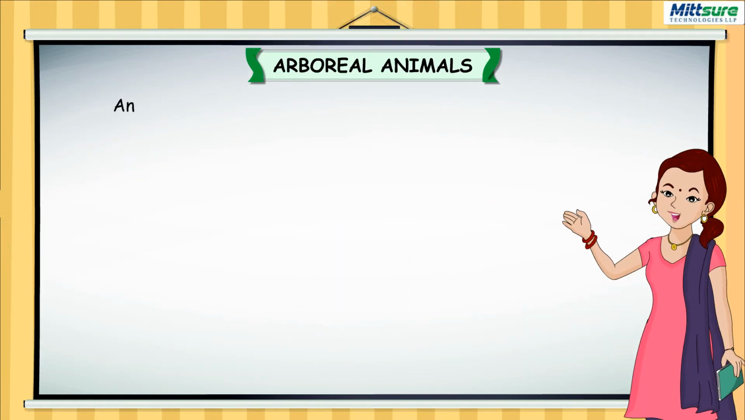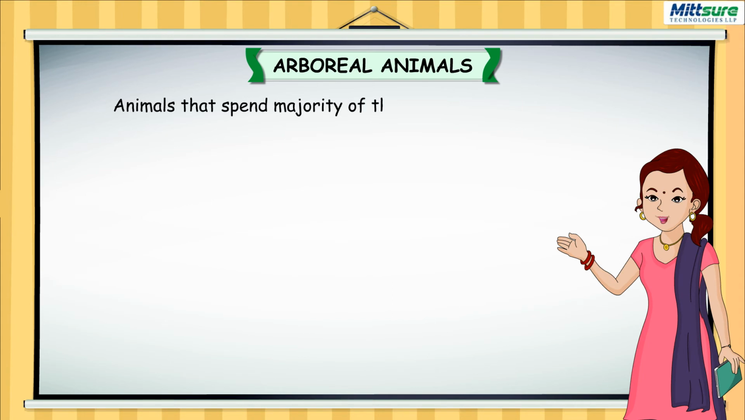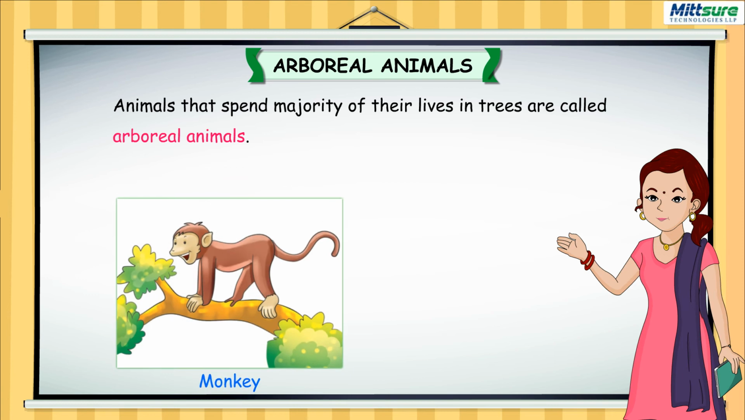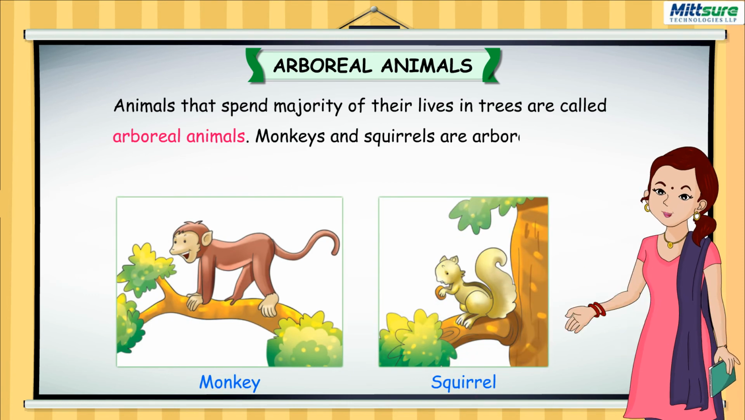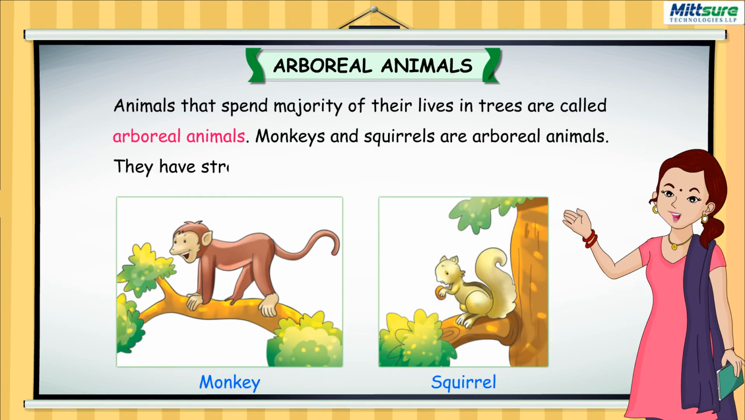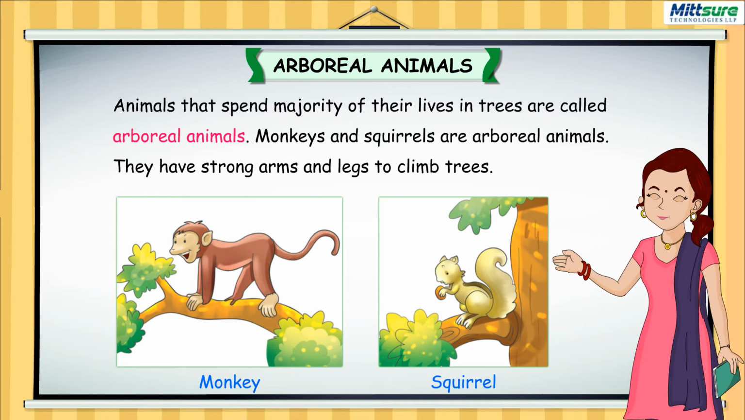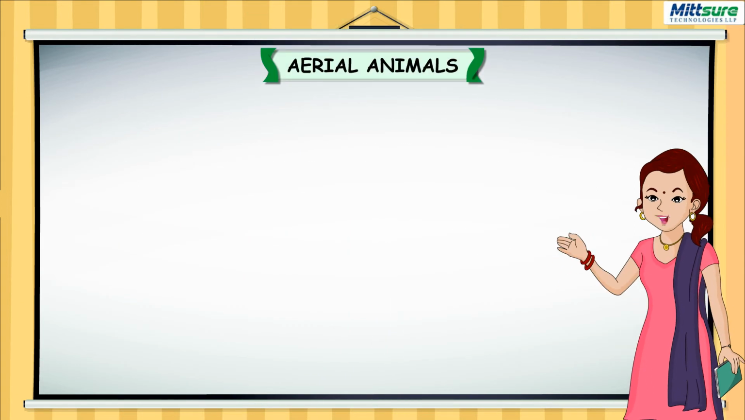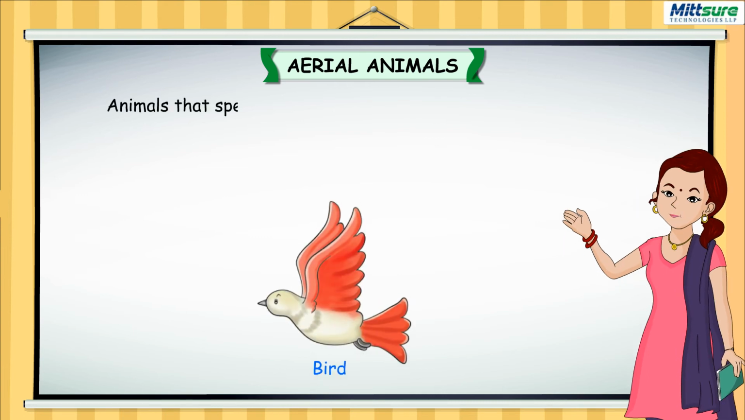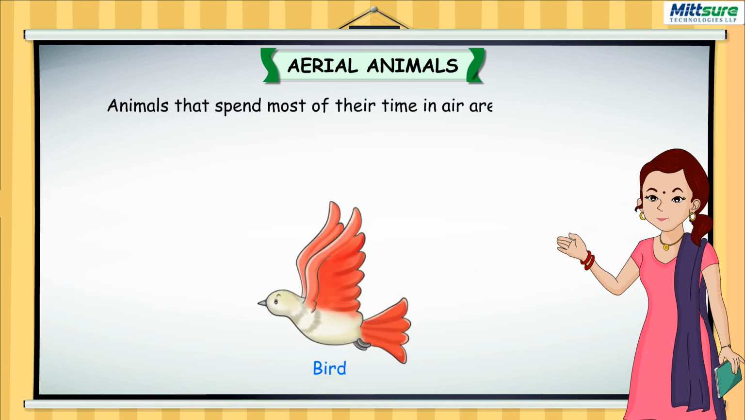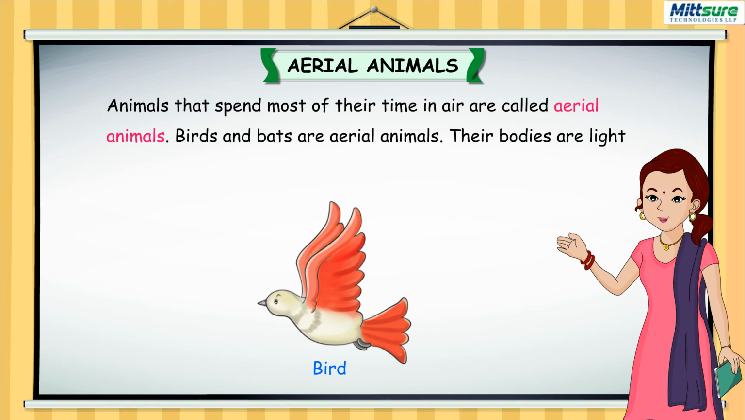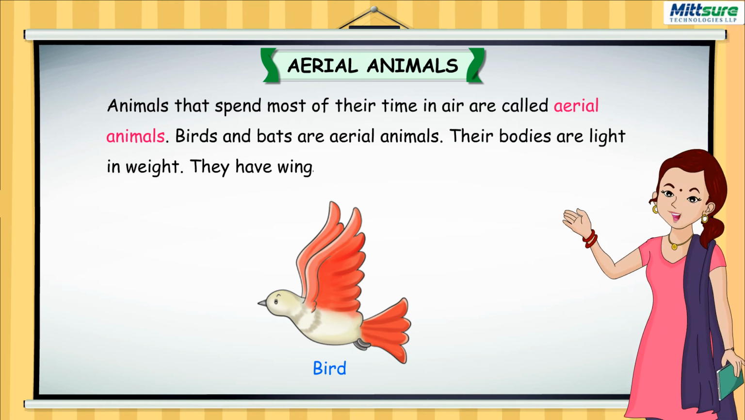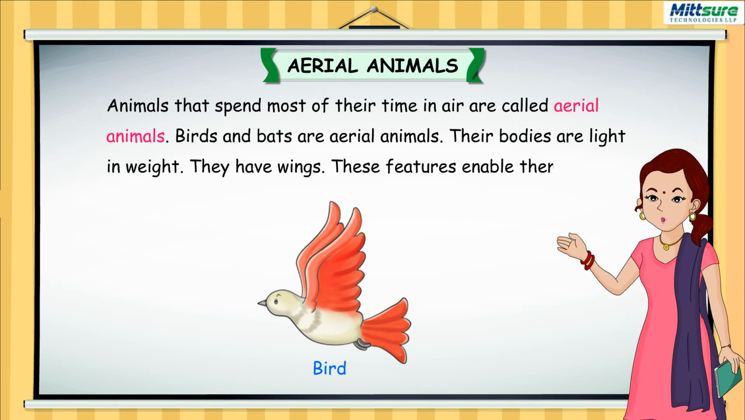Arboreal animals. Animals that spend the majority of their lives in trees are called arboreal animals. Monkeys and squirrels are arboreal animals. They have strong arms and legs to climb trees. Aerial animals. Animals that spend most of their time in air are called aerial animals. Birds and bats are aerial animals. Their bodies are light in weight. They have wings. These features enable them to fly.